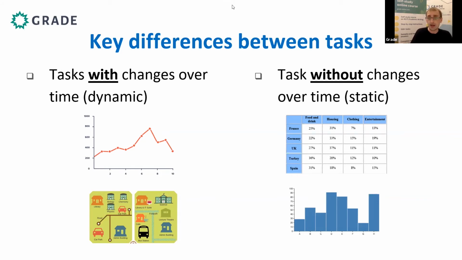So why knowing this is important? When we talk about visuals with changes over time, we will use some special language. For example, the number of applications increased or decreased significantly or marginally. So we will use some language which shows us the dynamics, the changes. But when we have a task without changes over time, we won't be able to use usually these different kind of language because we don't have any changes over time.